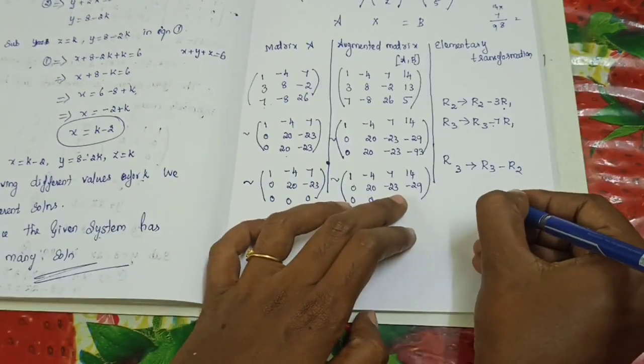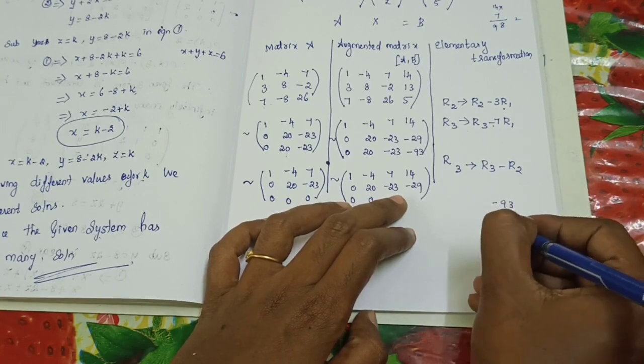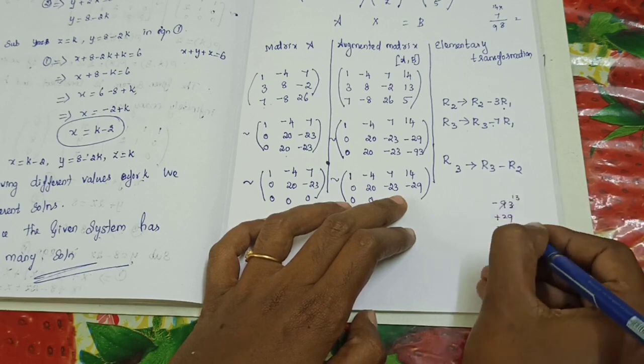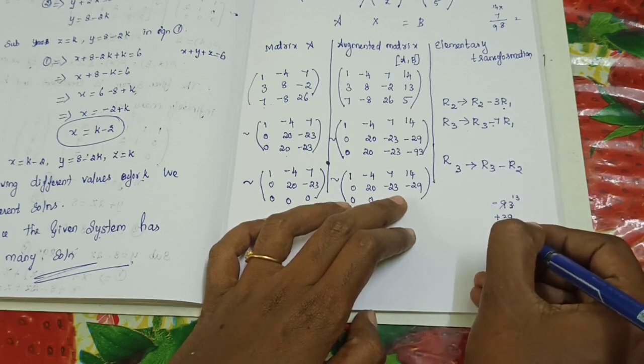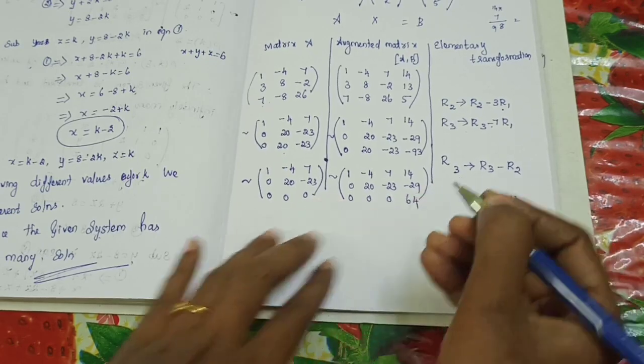That is minus 93, minus of minus, that is plus 29. So if you subtract it, how much will you get? It will become 13, 4, 8. It is 64. So you got here 64.